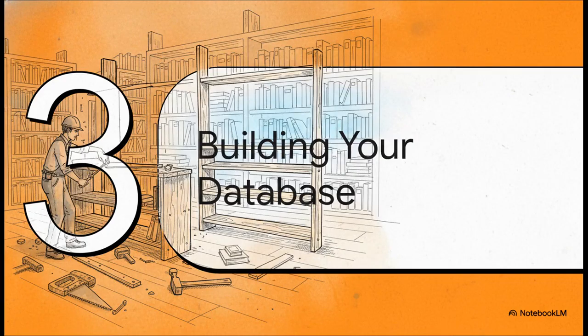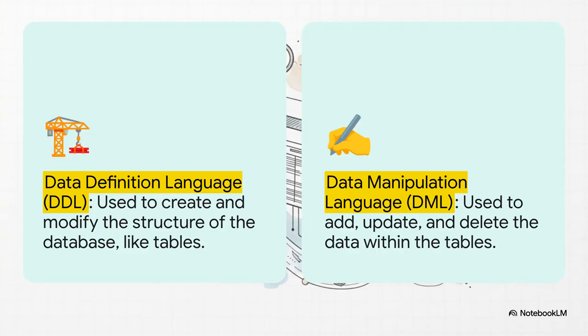But hang on. Before our librarian can even start managing all the books, they've got an even more important job to do first. They have to actually build the library, design and construct the shelves that are going to hold all that information. And this really breaks down into two main jobs for our librarian. The first one, they're an architect. They use something called Data Definition Language, or DDL. This is all about building, creating the shelves, or tables, and defining the whole structure.